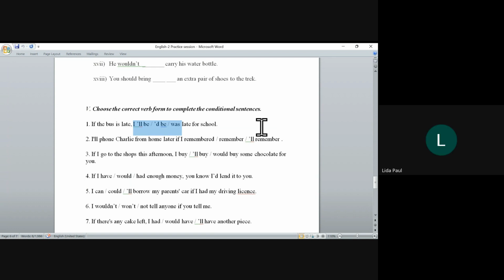So simple present tense in the condition and the rest of the sentence takes the simple future form. That is the condition and the result. Result will be always in future tense, simple future tense, and the condition will be in simple present tense for first condition. If the bus is late, I'll be late for school. So this is a real possibility, first condition. I'll phone Charlie from home later if I remember, will remember.